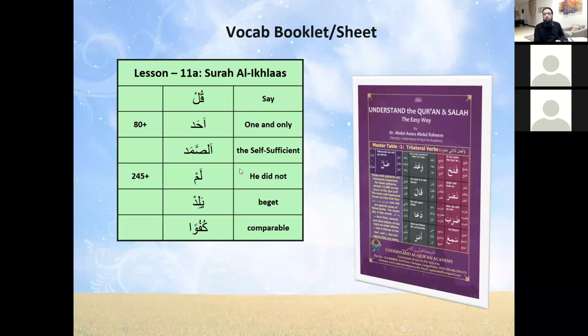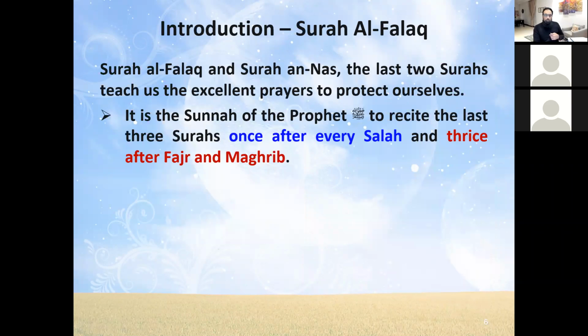Let's continue. So here's a reminder of the vocab sheet. MashaAllah, yesterday the word lam that you covered comes over 245 times. Ahad alone comes 80 times. So this is where the numbers add up. Just by understanding the meaning of one word, you gain the benefit of 80 plus in the case of ahad. Subhanallah. So, introduction of Surah Al-Falaq.